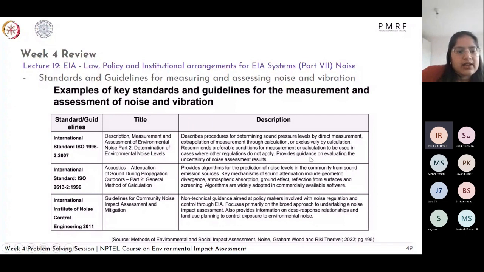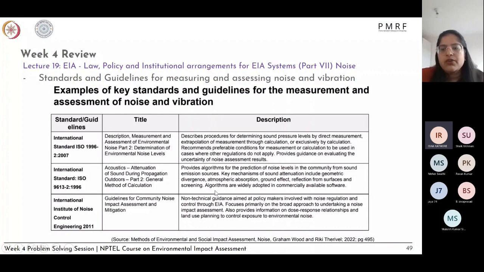And then we have the ISO 9613-2, which was introduced in 1996. So this talks about acoustics, which is the attenuation of sound during propagation outdoors, and general methods of calculation. So it looks up the prediction of noise levels in communities from sound sources. And then it talks about the different categories, and then it provides the algorithms for maintaining good acoustics indoors because of outdoor noise.